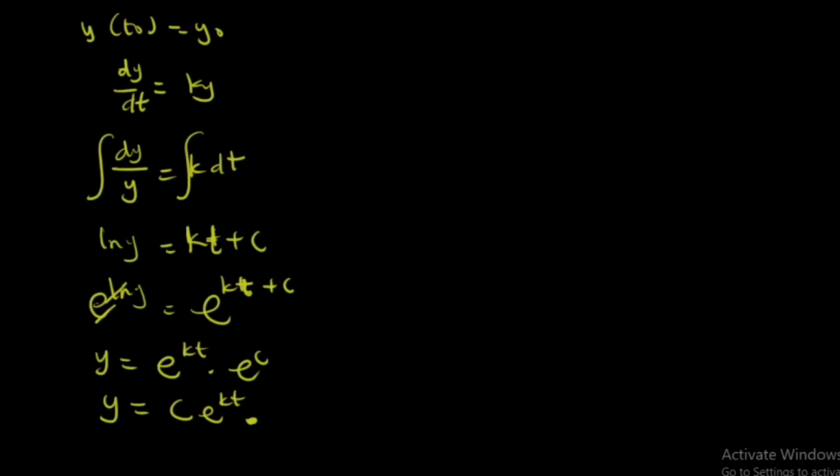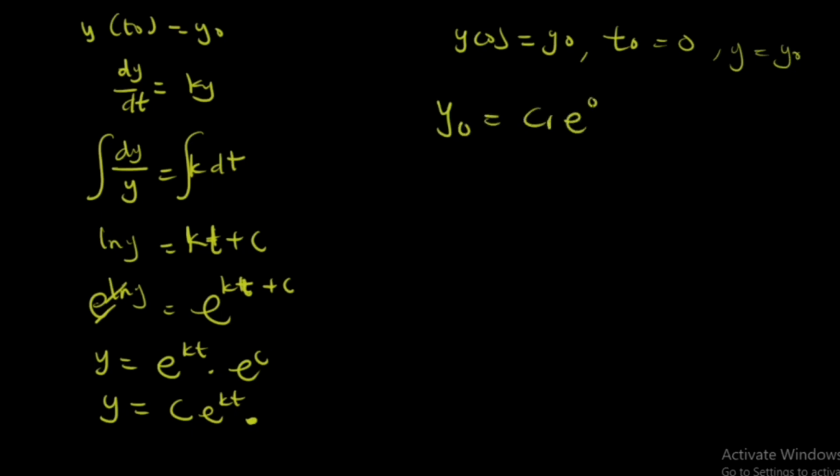Now we use the initial condition, because with every question, we need to consider the initial condition and the additional condition to find our k and our c. It's very important. So for the initial condition, at time 0, y will be equal to y0. This means that t0 is equal to 0 and y is equal to y0. So now let's do some substitution here. When you substitute into this equation, you get y0 is equal to c e^0, because t is 0, which makes the exponent 0.